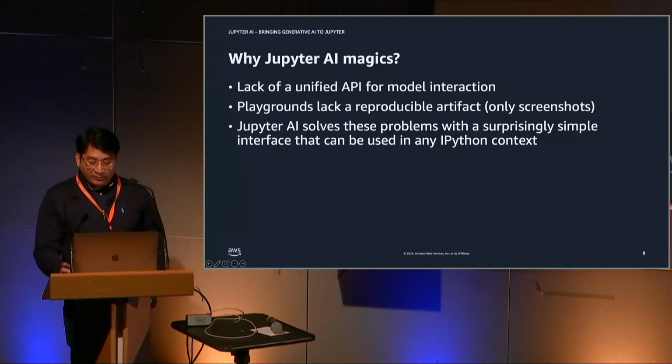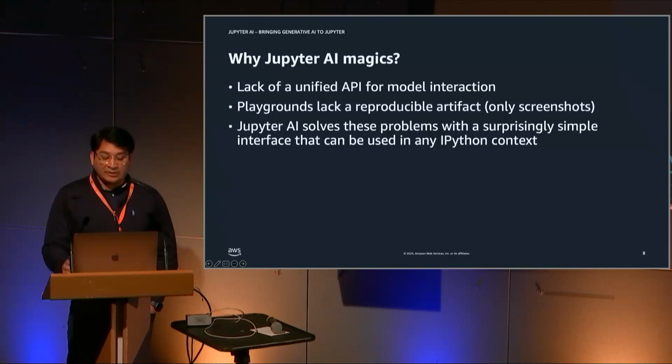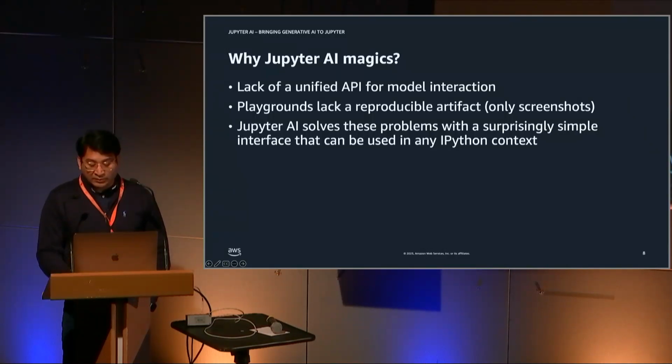They also end up using playgrounds to evaluate models, but playgrounds don't let you produce any reproducible artifacts. You can only do screenshots, or you can take exports of the code that you've run. And Jupyter AI solves these problems by providing a very simple interface that can be used also in an IPython context, and I'll show examples of that.